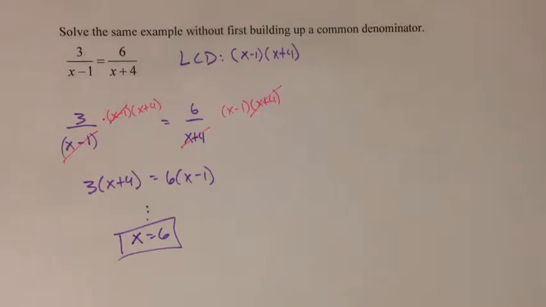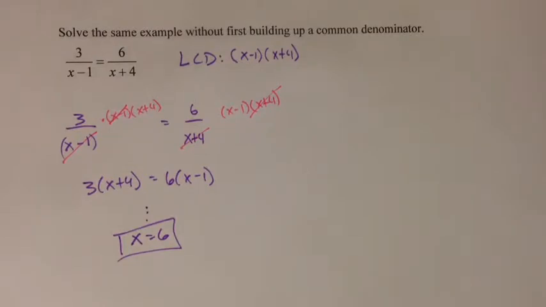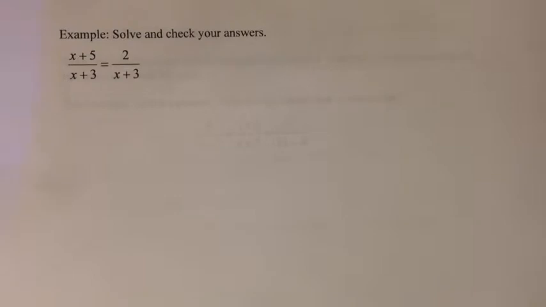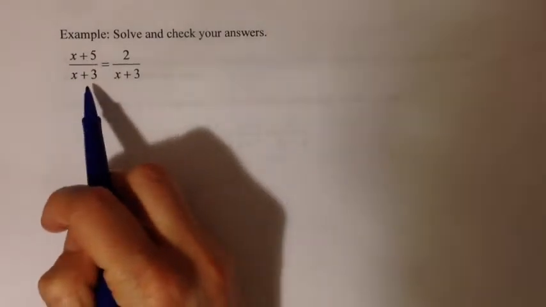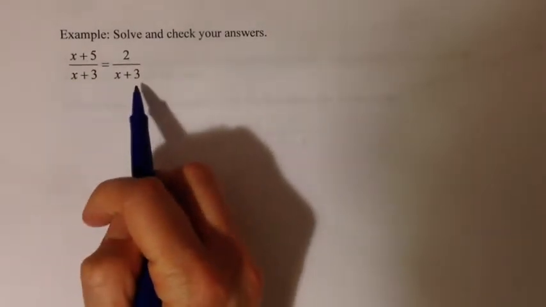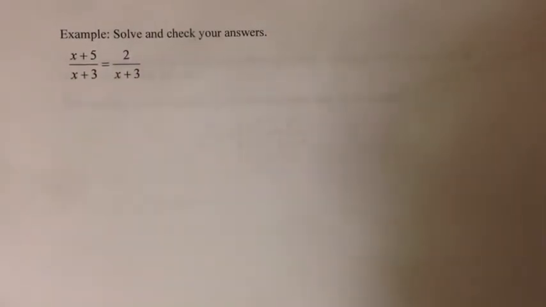So go ahead and maybe practice using both of them and then decide which one you like and stick with it. Throughout this video, I'll try to mix things up so that you can see examples using both methods. For my next example though, we've already got a common denominator, which is great. Here I have x plus 5 over x plus 3 equals 2 over x plus 3, and I want to solve and check my answer.